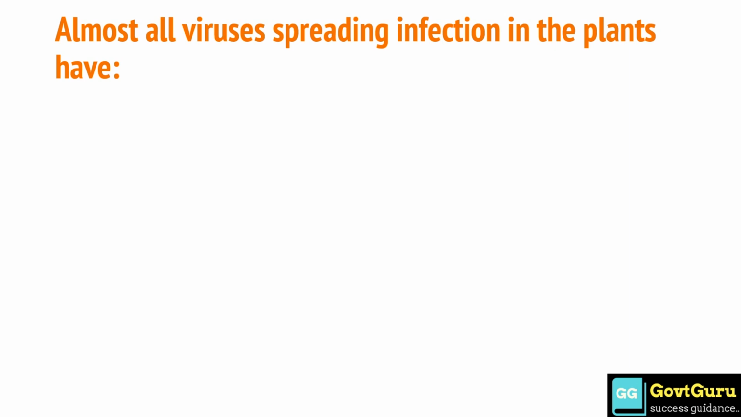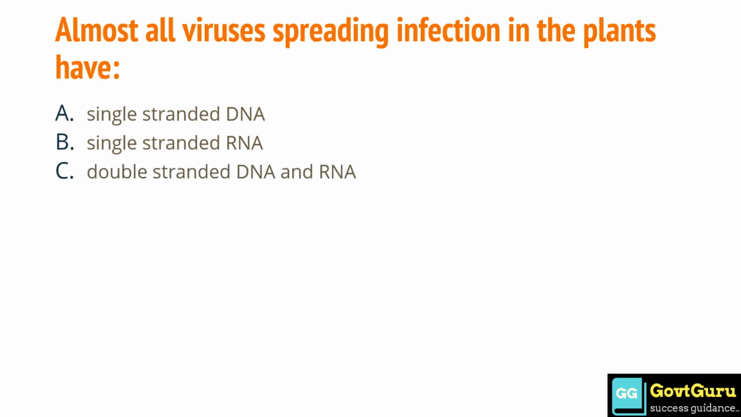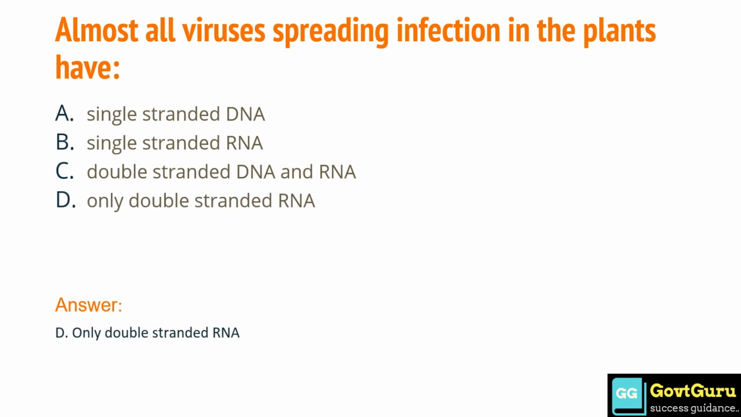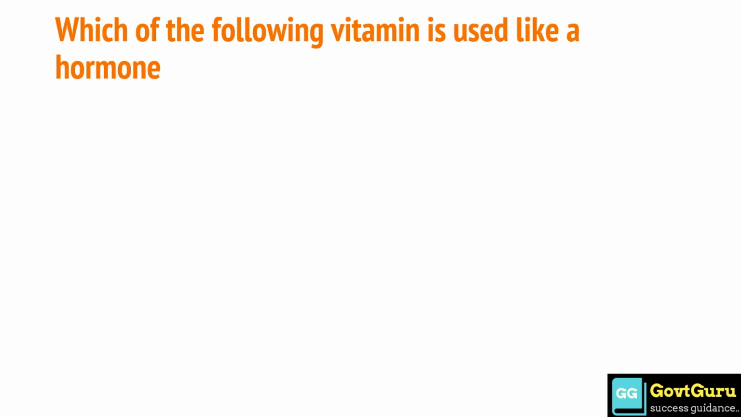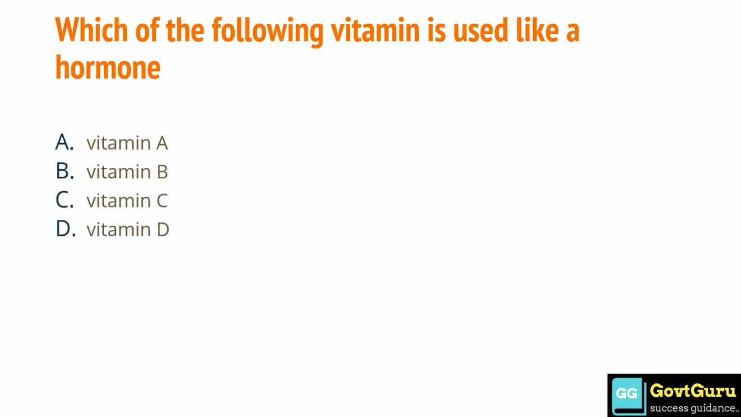Almost all viruses spreading infection in the plants have option A single-stranded DNA, option B single-stranded RNA, option C double-stranded DNA and RNA, and option D only double-stranded RNA. So the correct answer is option D, only double-stranded RNA. Which of the following vitamin is used like a hormone? Option A, vitamin A. Option B, vitamin B. Option C, vitamin C. Option D, vitamin D. So the correct answer is option D, that is vitamin D.